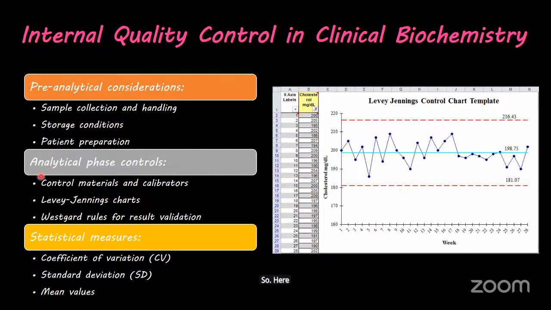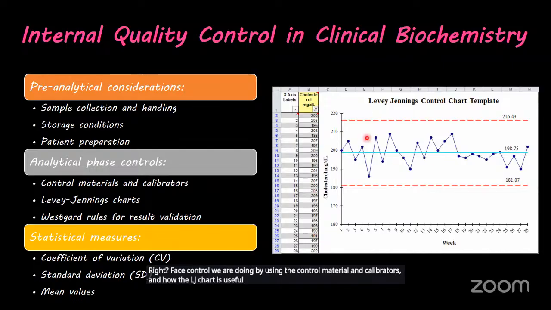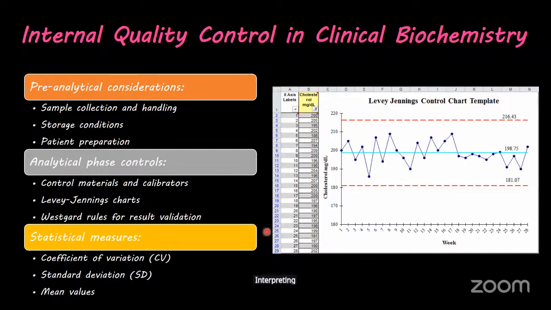Here we have seen how the analytical process, right, phase control we are doing by using the control material and calibrators, and how the LJ chart is useful in interpreting. And the Westgard rules are very important for identifying these violations.